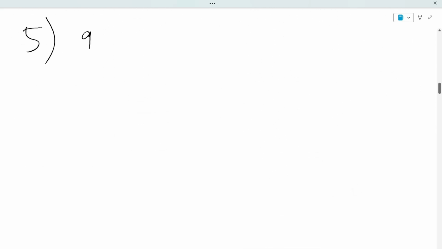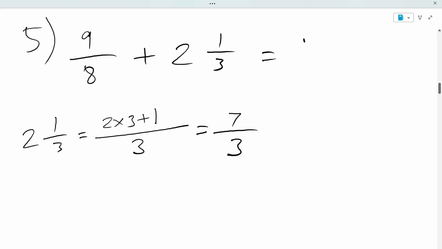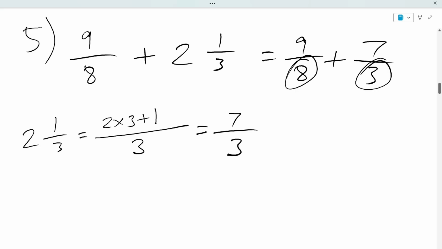I'll do one final example. I have 9 eighths plus 2 and a third. Again, we have a mixed number here that's not of much use, so I'm going to convert that to an improper fraction. This will be 2 times 3 plus 1 on the numerator, and it will stay as 3 on the denominator, which is 7 over 3. So now we have 9 eighths plus 7 thirds. And now we need a common multiple of 8 and of 3, and 8 times 3 is 24. So we know it's something over 24 plus something over 24.